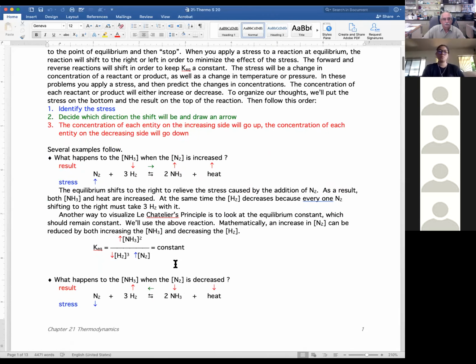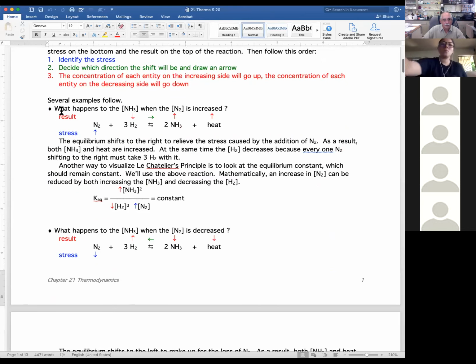So what you need to do, if you have a problem like this, what happens to the ammonia concentration when the nitrogen concentration is increased? So the idea is that this chemical reaction has already gone to equilibrium. It's just sitting there. Doesn't go to completion. That's why you have the two directional arrow. And so the rate in the forward direction is equal to the rate in the reverse direction.